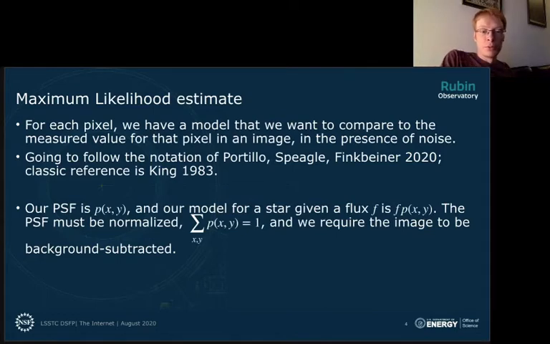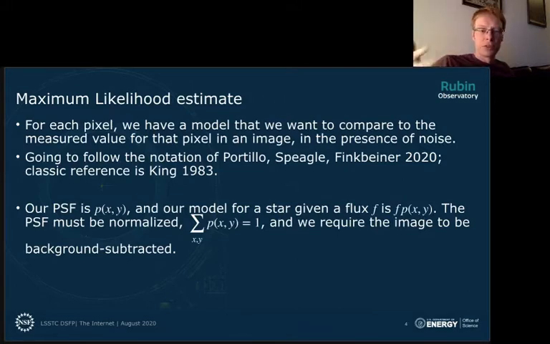So I'm going to go through a little bit of math, basically following the notation of this paper here, Portillo, Speagle, and Finkbeiner, just because I think the paper is really interesting for a lot of other reasons, and they deal with some of the detailed biases in photometry in general. There's a classic reference to an Ivan King paper from 1983, where he also works out all the math of PSF photometry.